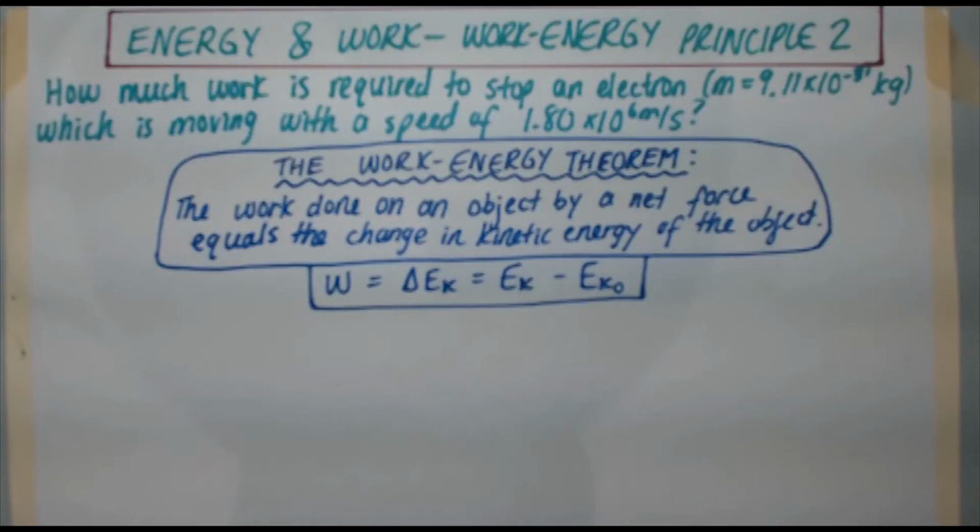Hey guys, let's do another work energy principle problem. How much work is required to stop an electron, mass 9.11 times 10 to the minus 31 kilograms, which is moving with the speed of 1.80 times 10 to the 6 meters per second?